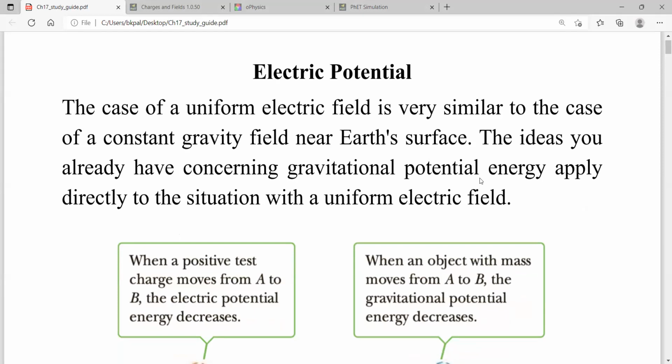Remember that in physics 1, you learned about gravitational potential energy and elastic potential energy. The electric potential energy has some similarity with the gravitational potential energy. So let me first talk about the gravitational potential energy and then go to the electric potential energy and electric potential.